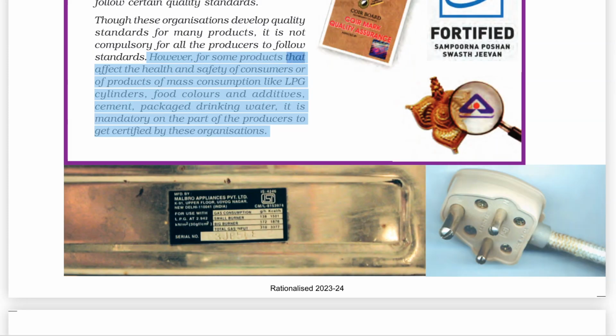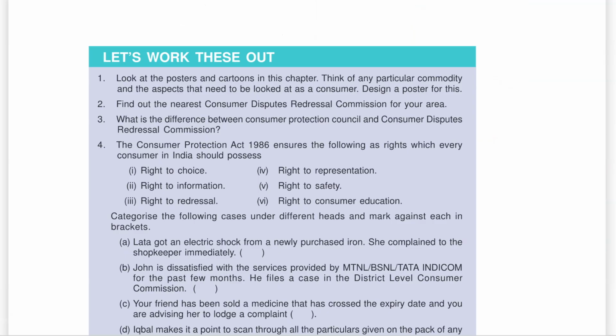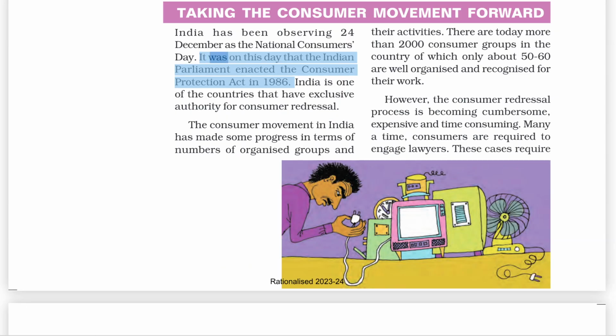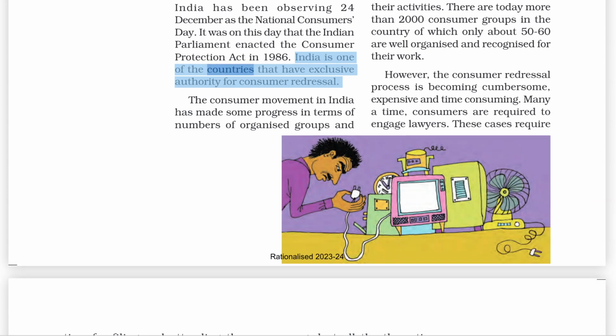However, for some products that affect the health and safety of consumers, or products of mass consumption like LPG cylinders, food colors and additives, cement, and packaged drinking water, it is mandatory on the part of the producers to get certified by these organizations. India has been observing December 24th as National Consumers' Day. It was on this day that the Indian Parliament enacted the Consumer Protection Act in 1986. India is one of the countries that have exclusive authority for consumer redressal.